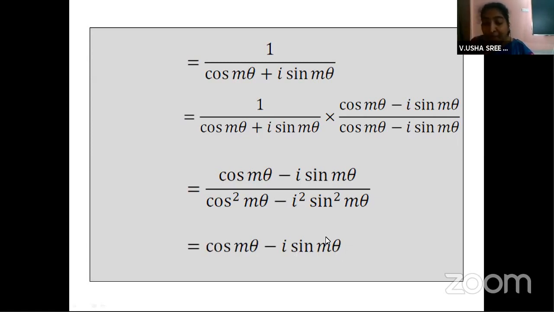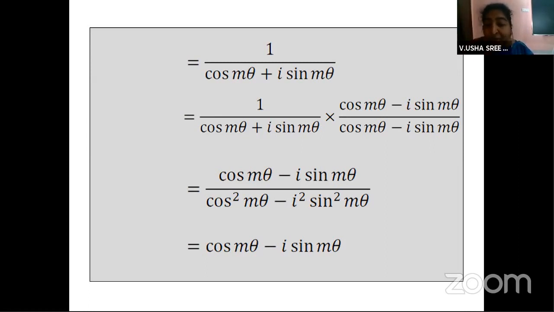This is a very important step, children. In many problems, when you're solving multiple choice questions, every time you have 1 by cos mθ plus i sin mθ, you need not multiply and divide with its conjugate and waste your time. Directly you can write this as cos mθ minus i sin mθ. You can consider it as a formula also. This we will see in coming slides.